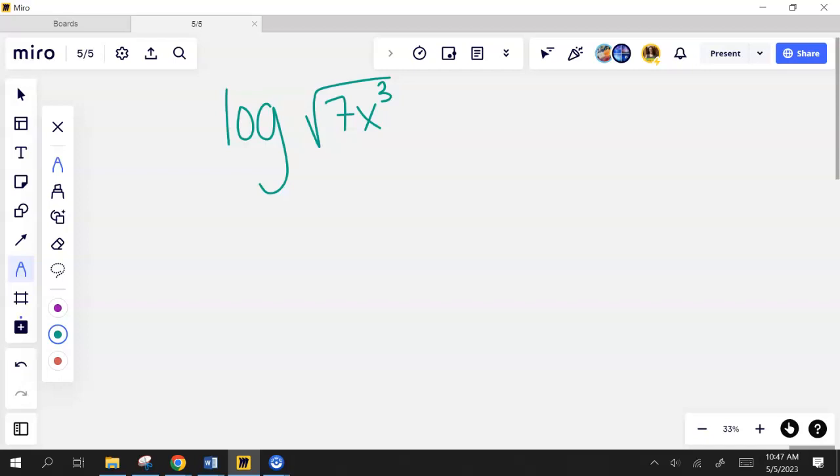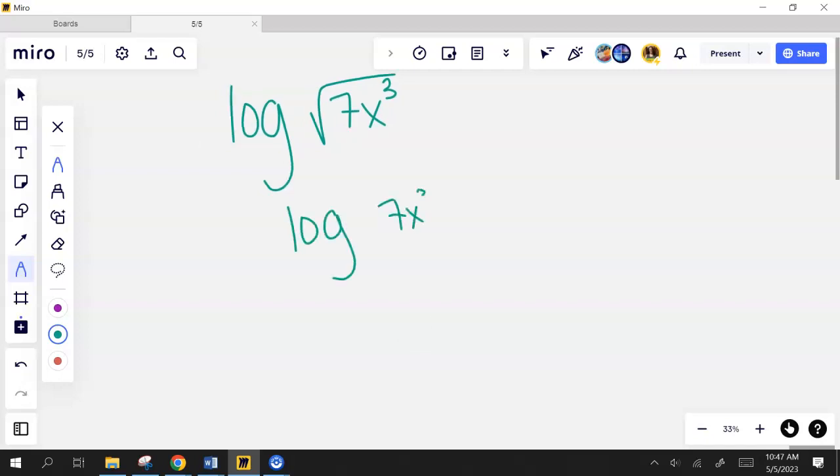I gotta do something first though. But yes, I will be adding them. Change what form? Not yet. This is this. A square root is an exponent of 1/2. I need to put it in exponential form.